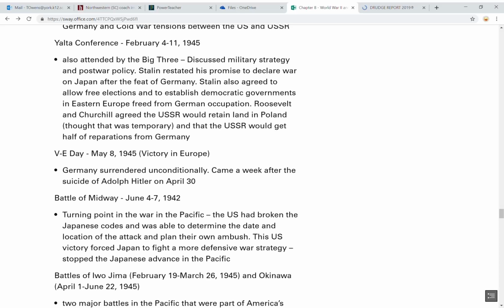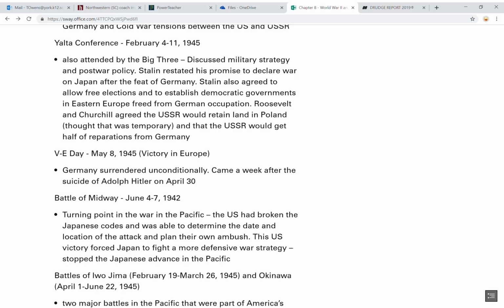Pretty much at this point, Germany is defeated. So what do we keep doing? What are we going to do next? And so Stalin is going to restate his promise to declare war on Japan after the defeat of Germany. So we know Germany's going to be defeated, and then the United States has to turn its full attention to Japan. We have asked for help. The Soviet Union had told us in the past that they would help us, but got to get Hitler first. He restates his promise to declare war on Japan after the defeat of Germany.